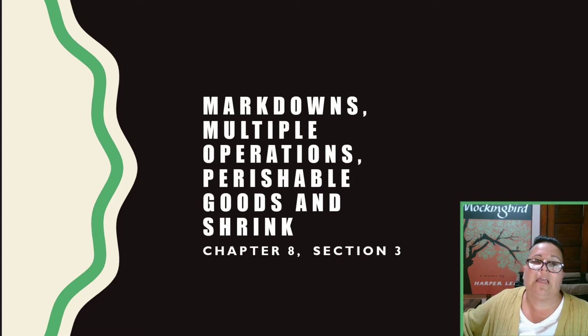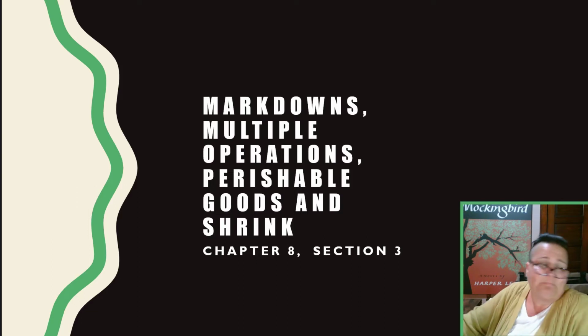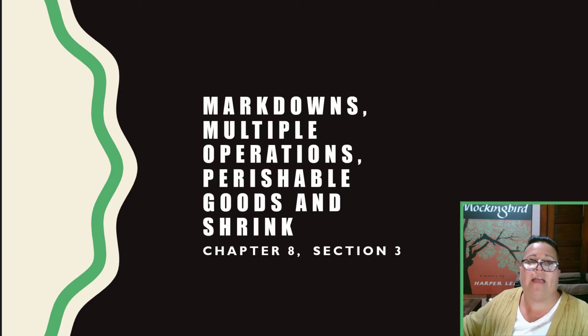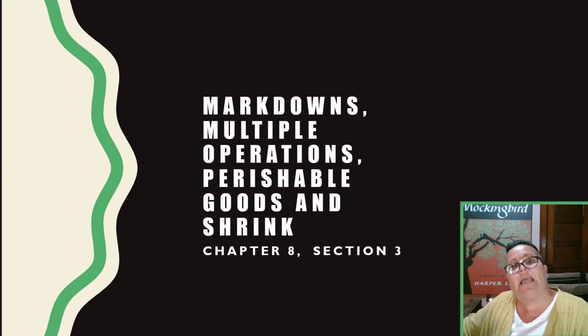We're going to be looking at taking markdowns, doing multiple operations on pricing, and perishable items and how to figure items that basically spoil or go bad into our pricing, and how businesses deal with what's known as shrink. Shrink is theft or just loss in general.